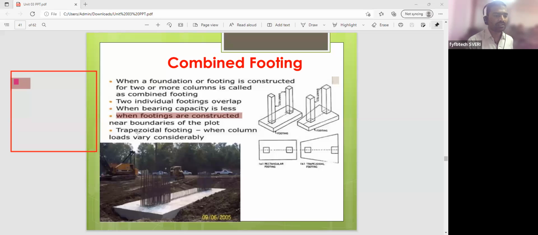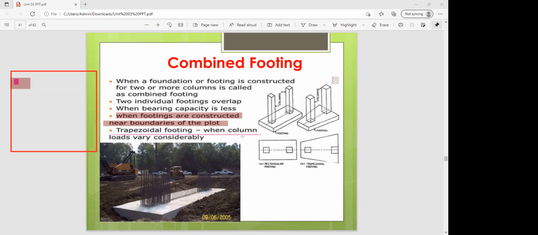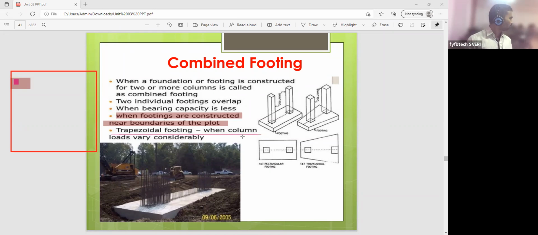When the foundations are constructed near the boundary of the plot, then trapezoidal footing. When column loads vary considerably, trapezoidal footings are provided, when the columns carry two different loads. Suppose one column is 1000 newtons and one column is 500 newtons, so there is a difference. Where it is 1000, keep more width; where it is 500, keep less. If you do it like that, it will become a trapezoidal footing. Two different loads.